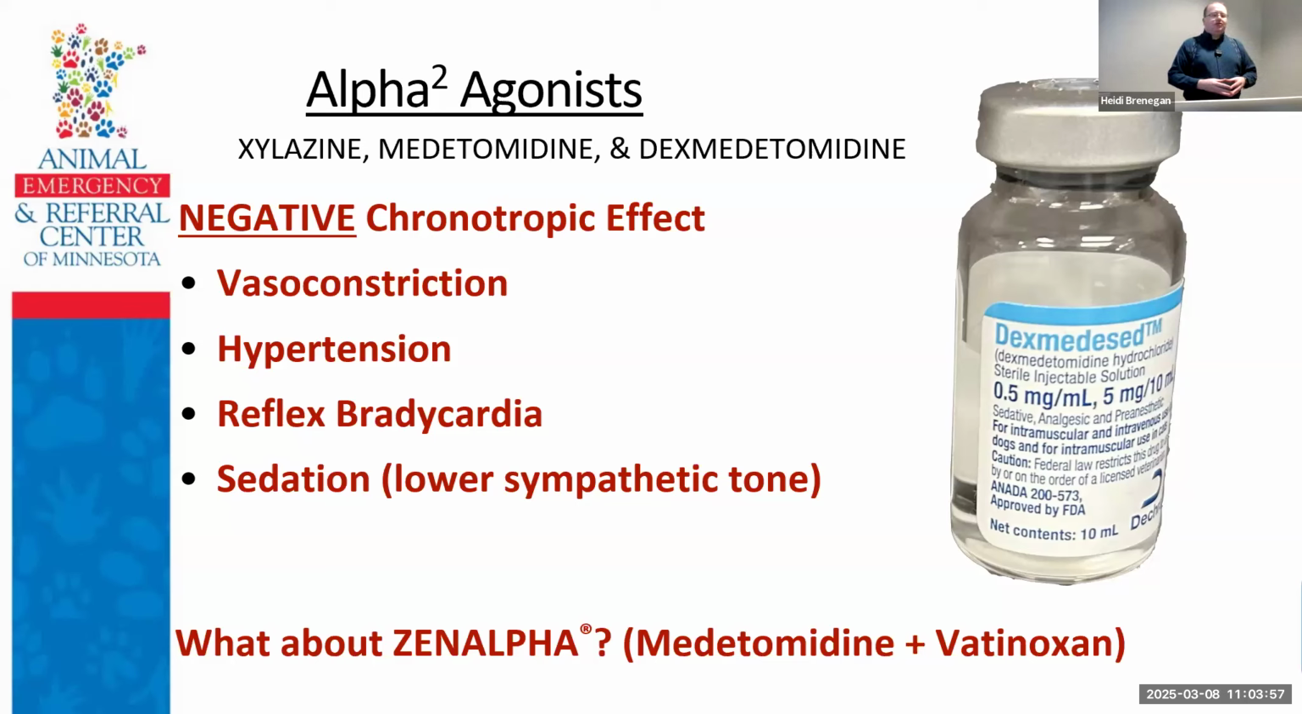Because it causes such strong vasoconstriction, that vasoconstriction causes hypertension, which causes a reflex bradycardia because the hypertension triggers the baroreceptors of the aorta, which says, oh, the blood pressure is too high now. Let's slow down the heart rate. And even once that vasoconstriction wears off, you'll still have a low heart rate because you've gotten rid of all the sympathetic tone by sedating the animal. So you trigger low heart rate. Once the vasoconstriction is gone, now the blood pressure is getting low. You don't have any sympathetic tone to bring the blood pressure back up.